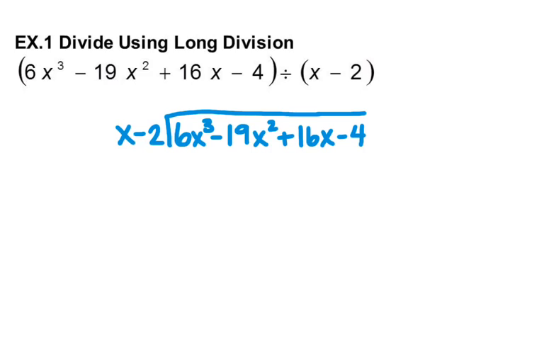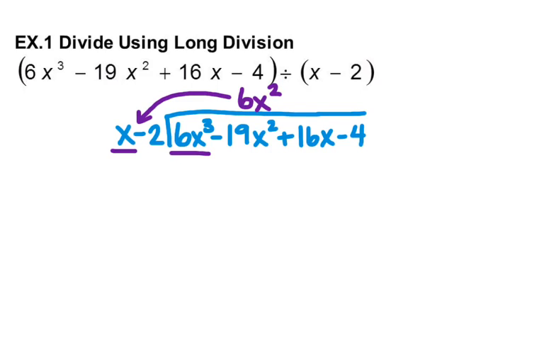Okay, so we're going to go step at a time again so that I can explain exactly what we're doing and why we're doing it. So I always want to compare first term into first term. So we're only going to look at x into 6x cubed. So I want to know x times what could equal 6x cubed. Well, x times 6x squared would equal 6x cubed. I don't have to worry about the minus 2 or the minus 19x squared and all the rest of the stuff. We're just comparing first term into first term.